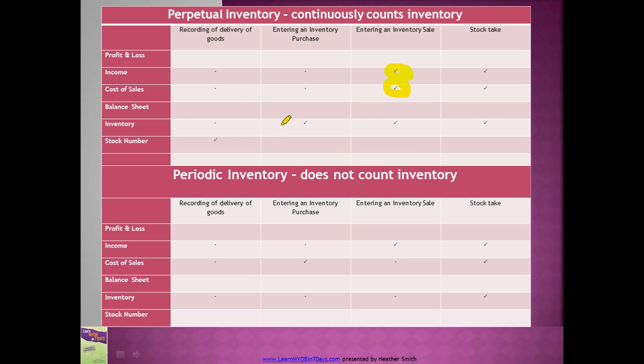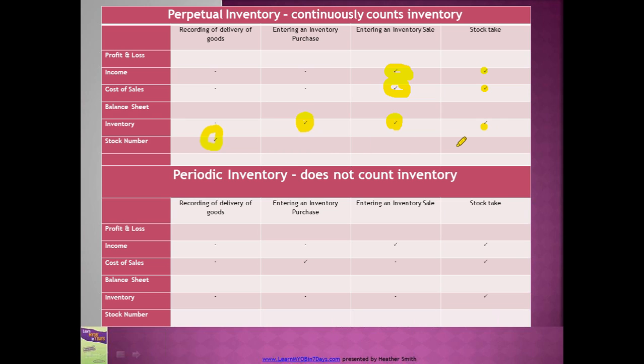When you record the delivery of goods, you have recognized the stock number. When you enter an inventory purchase, it is recognized here over in inventory. That's where it's actually recognized, in inventory. And when you actually sell the good, it leaves inventory. So the sale of the good recognizes the income, the cost of the item, and it leaves inventory. When a stock take is undertaken, income values, cost of sale values, and inventory levels can all be adjusted.